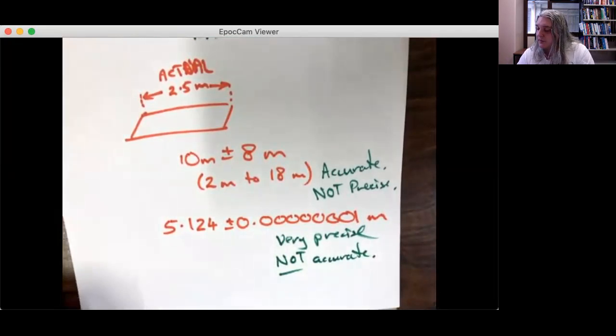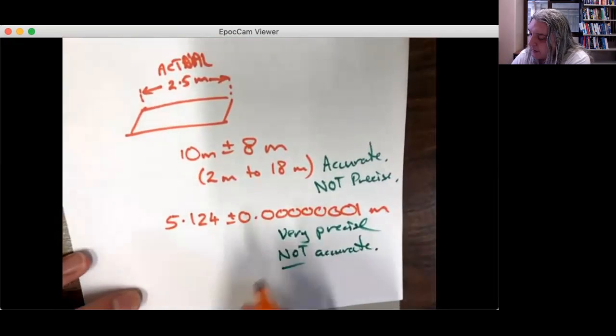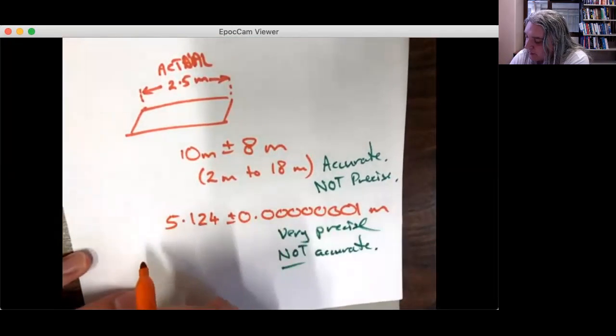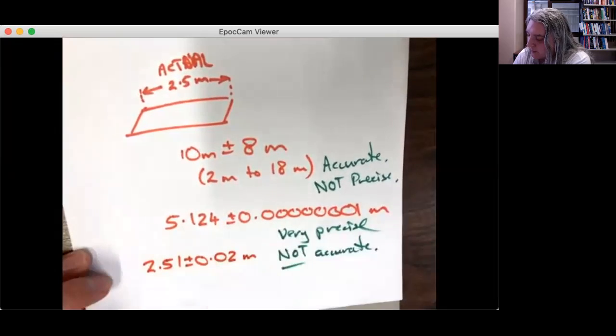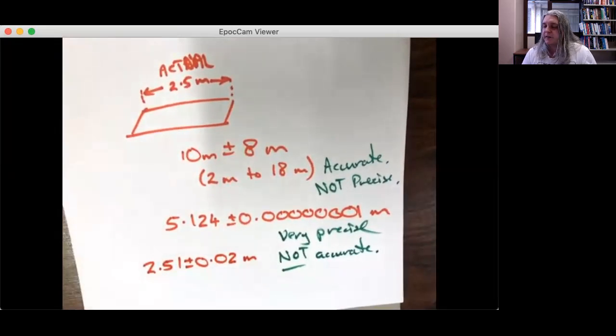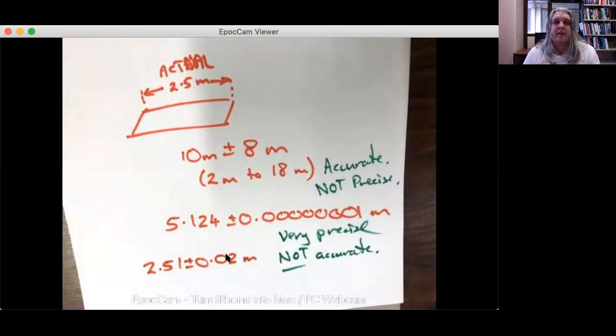So your result may end up being, if you use a tape measure to measure it, you may end up saying that it is 2.51 plus or minus 0.02 meters. That is accurate because you're saying it's somewhere between 2.49 and 2.53, and that agrees with the actual value, so it's accurate. And it's also reasonably precise. 2 centimeters out of 250 centimeters is a pretty good uncertainty. So that is generally our goal, to be accurate and reasonably precise.